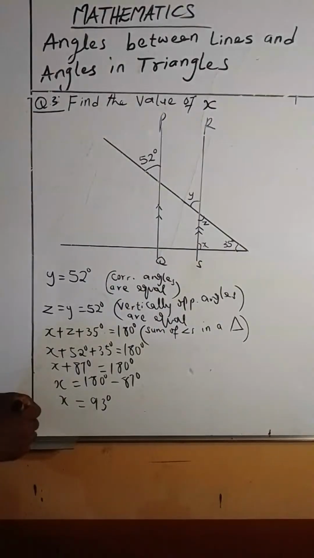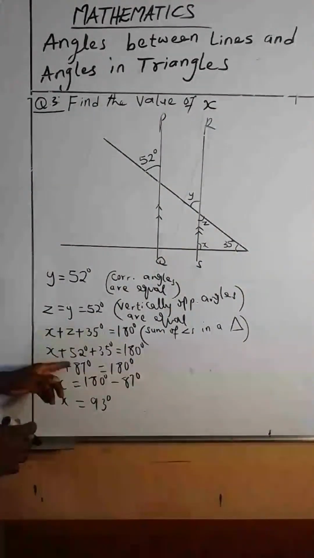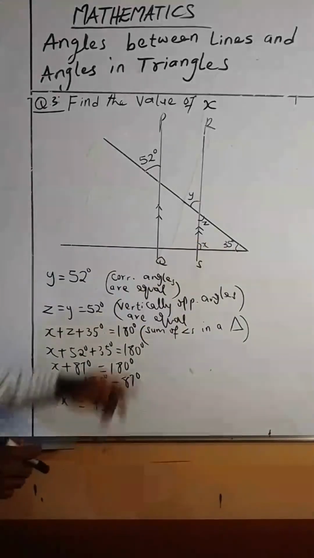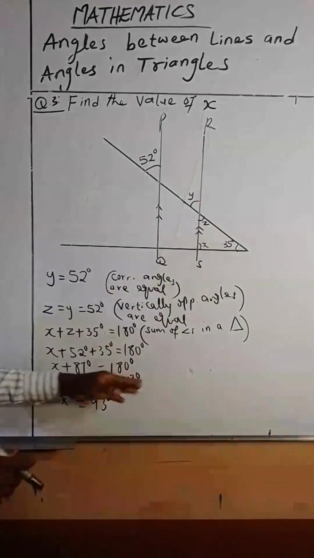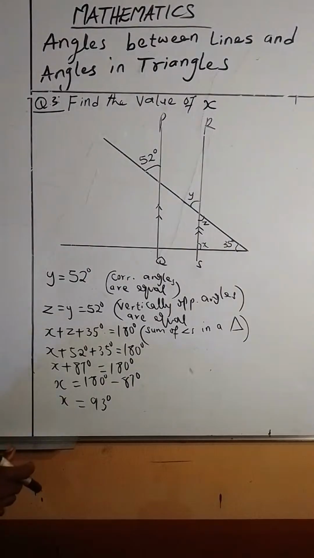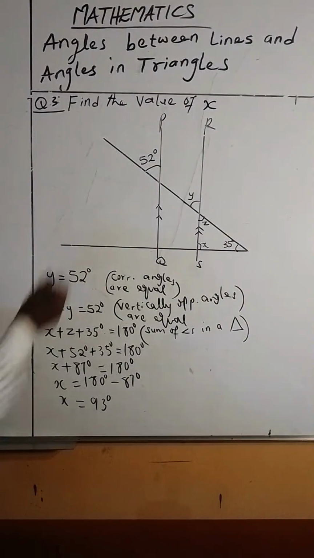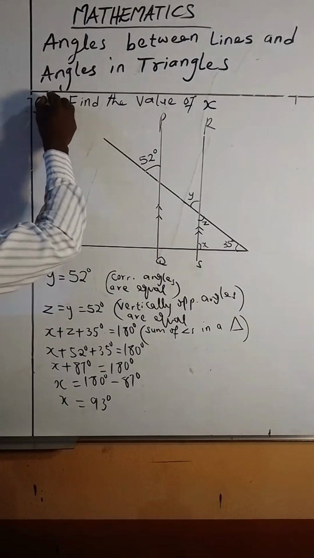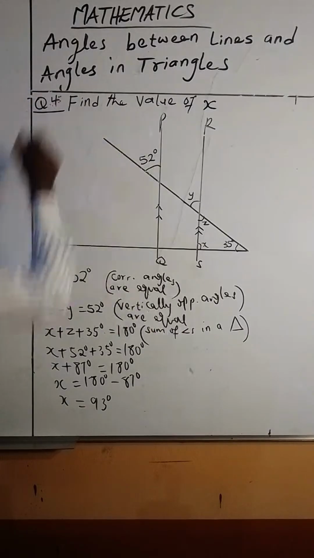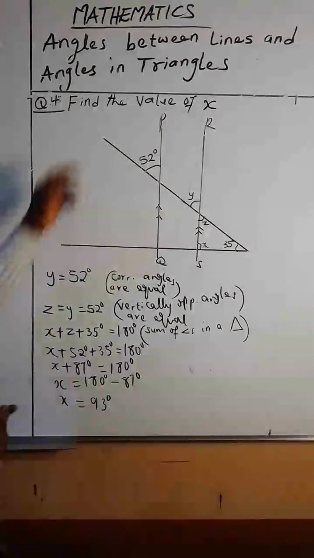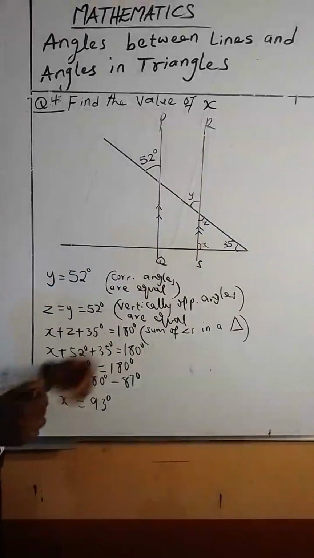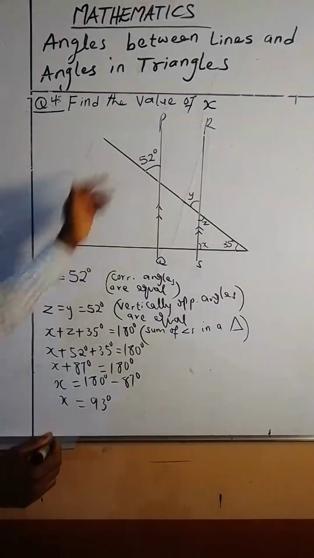x is 93 degrees, z is 52 degrees, and this is 35. When you add them up, we'll get 108 degrees. So that is the question for today. This is question number 4, where we are told to find the value of x, given what we have here.